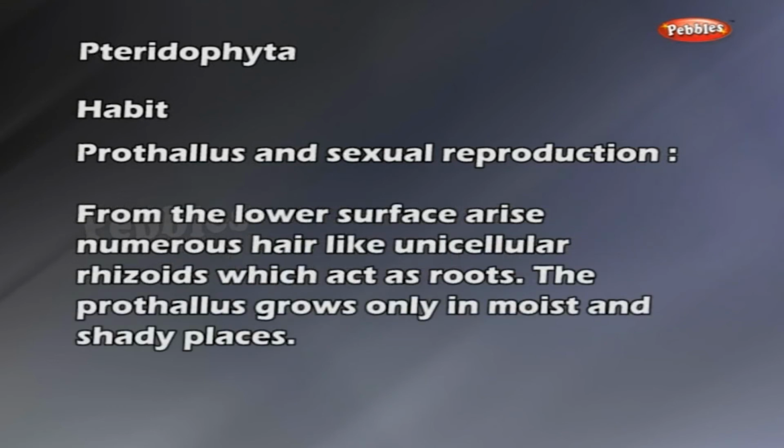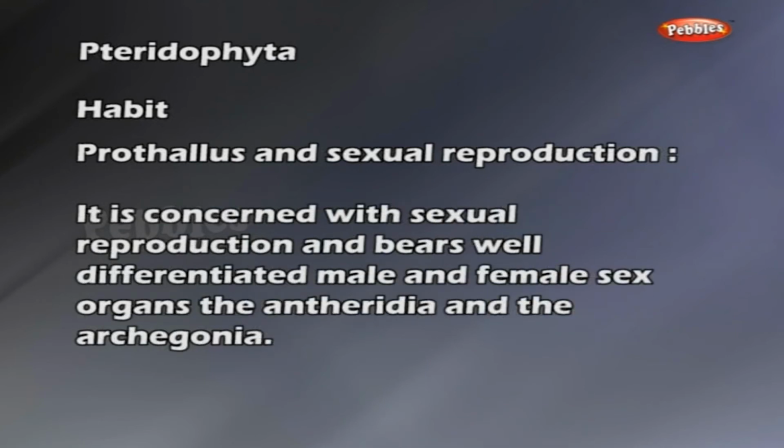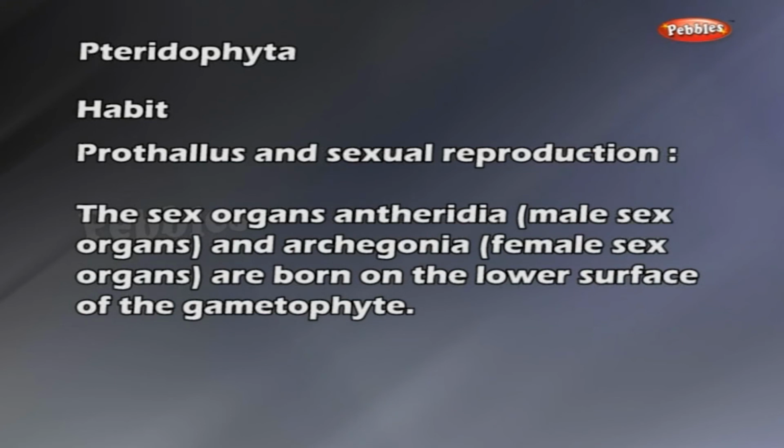From the lower surface arise numerous hair-like unicellular rhizoids which act as roots. The prothallus grows only in moist and shady places. It is concerned with sexual reproduction and bears well-differentiated male and female sex organs, the antheridia and the archegonia. The sex organs, antheridia, male sex organs, and archegonia, female sex organs, are borne on the lower surface of the gametophyte.